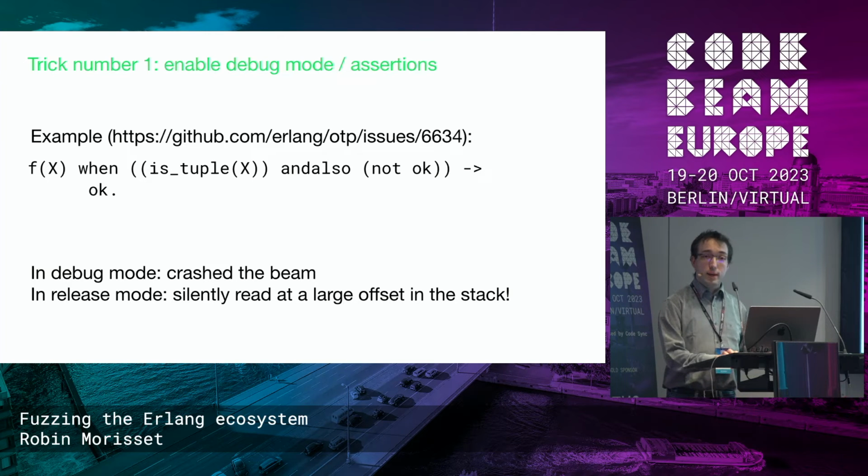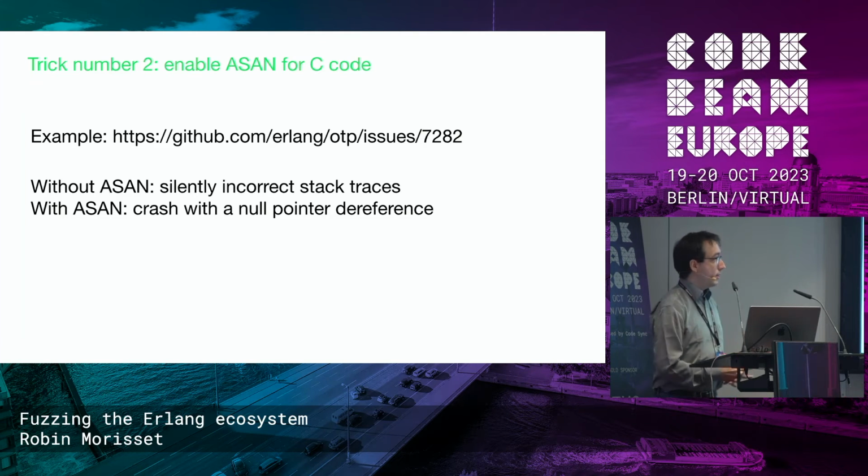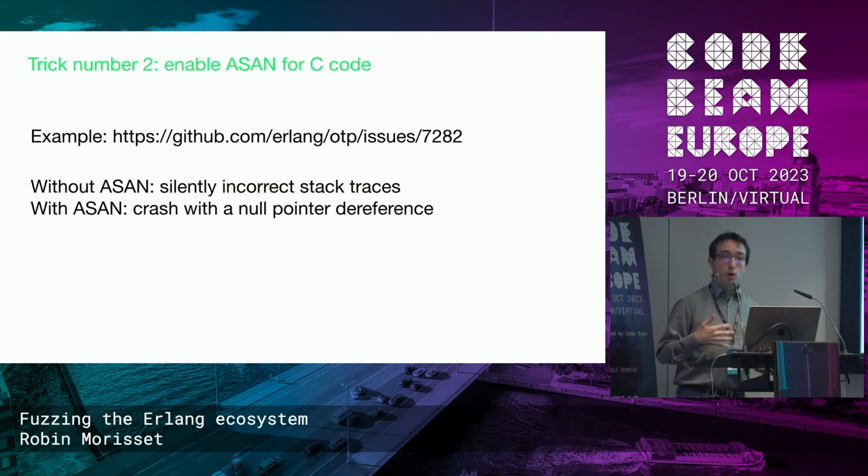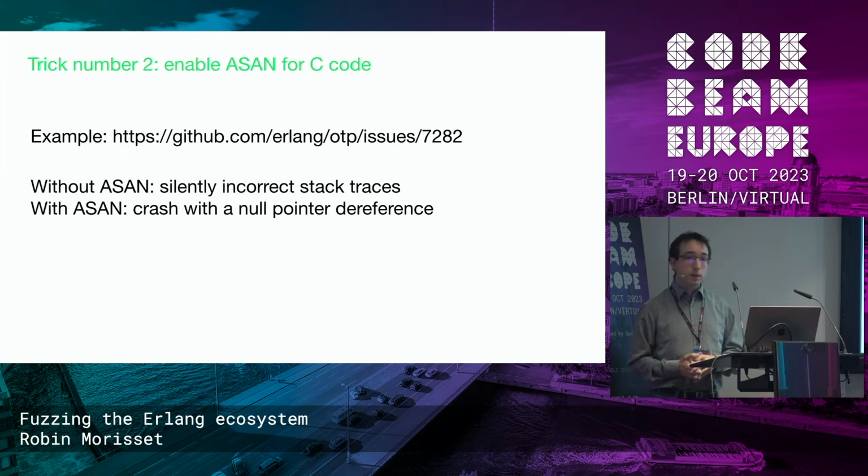A very similar idea is to use something like ASAN, for address sanitizer. What ASAN does is that it checks all pointer loads and writes and makes sure that they're not out of bounds, they're not use after free, they're not double free, and so on. And similarly, this allows finding bugs in the BEAM that otherwise would be completely silent.